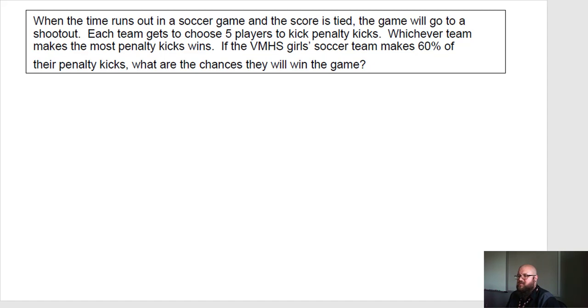So let's look at this. When the time runs out in a soccer game and the score is tied, the goal will go to a shootout. Each team gets to choose 5 players to kick penalty kicks. Whichever team makes the most penalty kicks wins. If our good old school here at VMHS, the girls' soccer team makes 60% of their penalty kicks, what are the chances they will win the game?